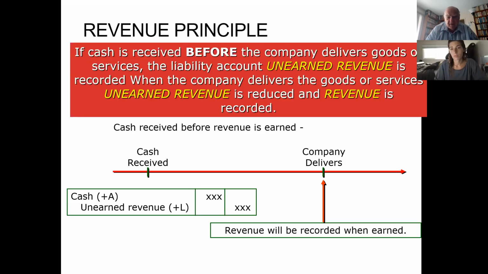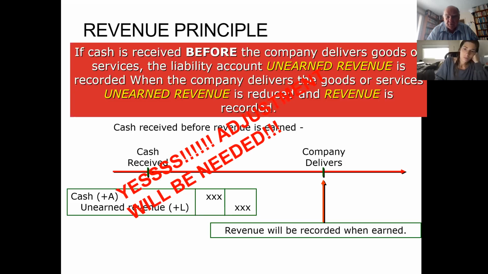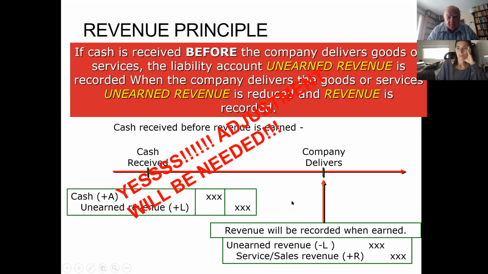Chipotle gets the money in advance, so they debit cash and credit unearned revenue. This account here is a liability account. Chipotle doesn't owe us money. The liability is in the delivery of the grub, okay? So yes, we're going to need an adjusting entry here. We are going to have to get rid of this liability when they deliver the food.